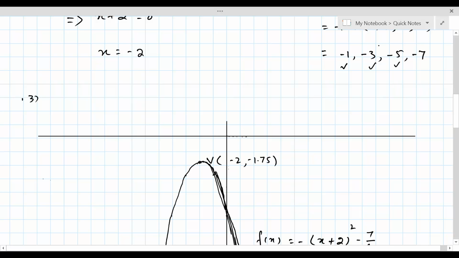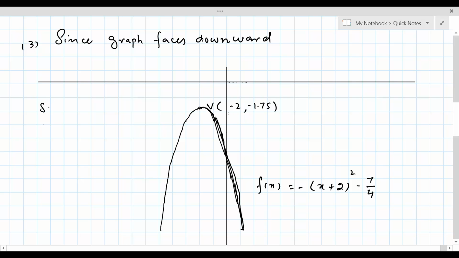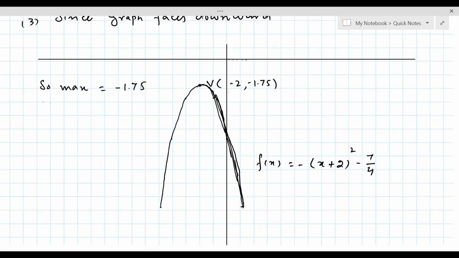The vertex we have already found: minus 2, minus 1.75. Number 3. Graph is facing downward, so there is a maximum point. Since graph opens up or faces downward, so maximum is equal to y value of the vertex, that is minus 1.75.